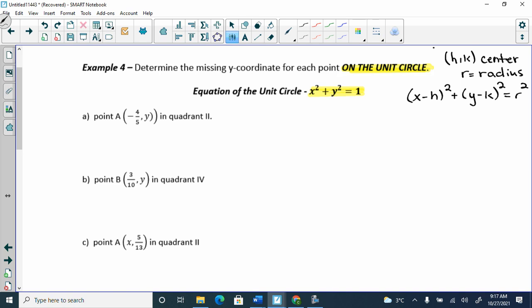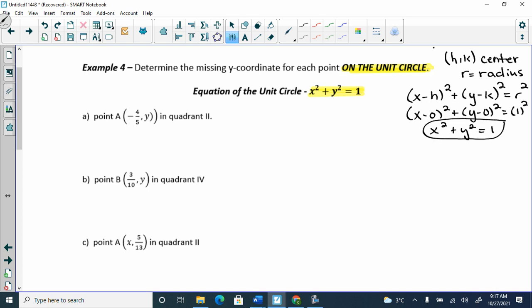Where is the center of the circle on the unit circle at? 0, 0, right? So we'd get x minus 0 squared plus y minus 0 squared. And what's the radius of the unit circle? So we get 1 squared. So that's why we get x squared plus y squared equals 1 when they say on the unit circle.